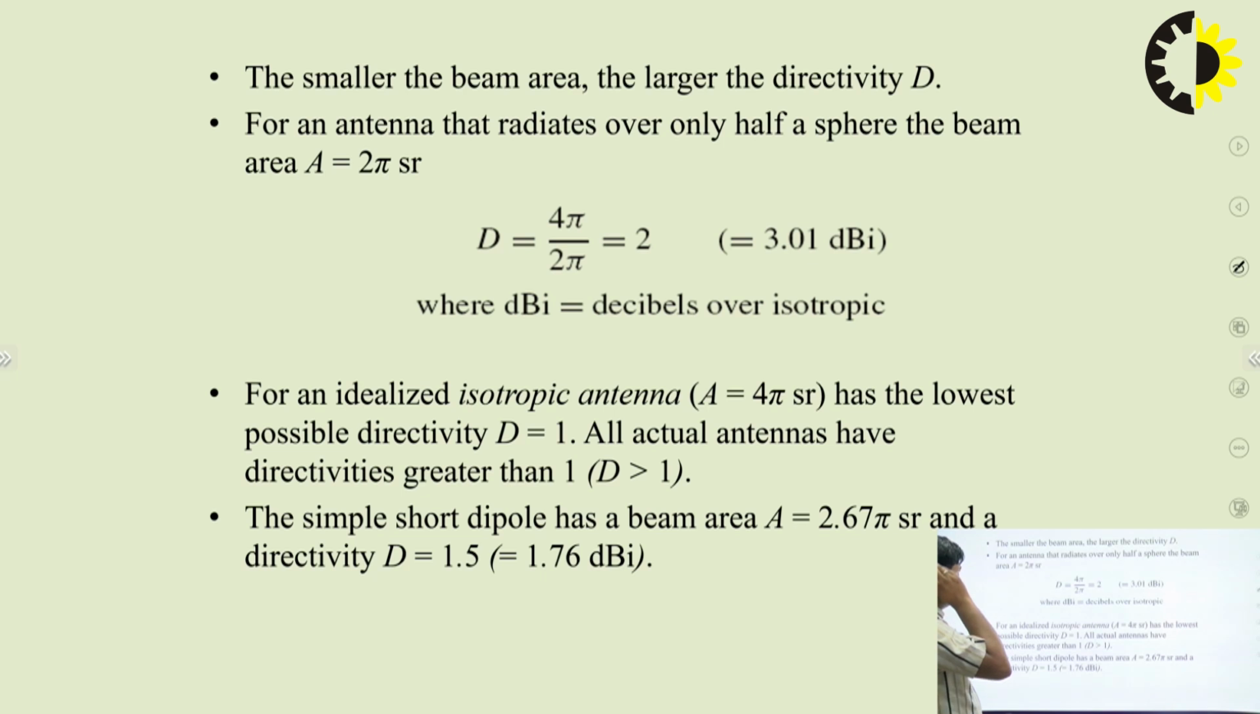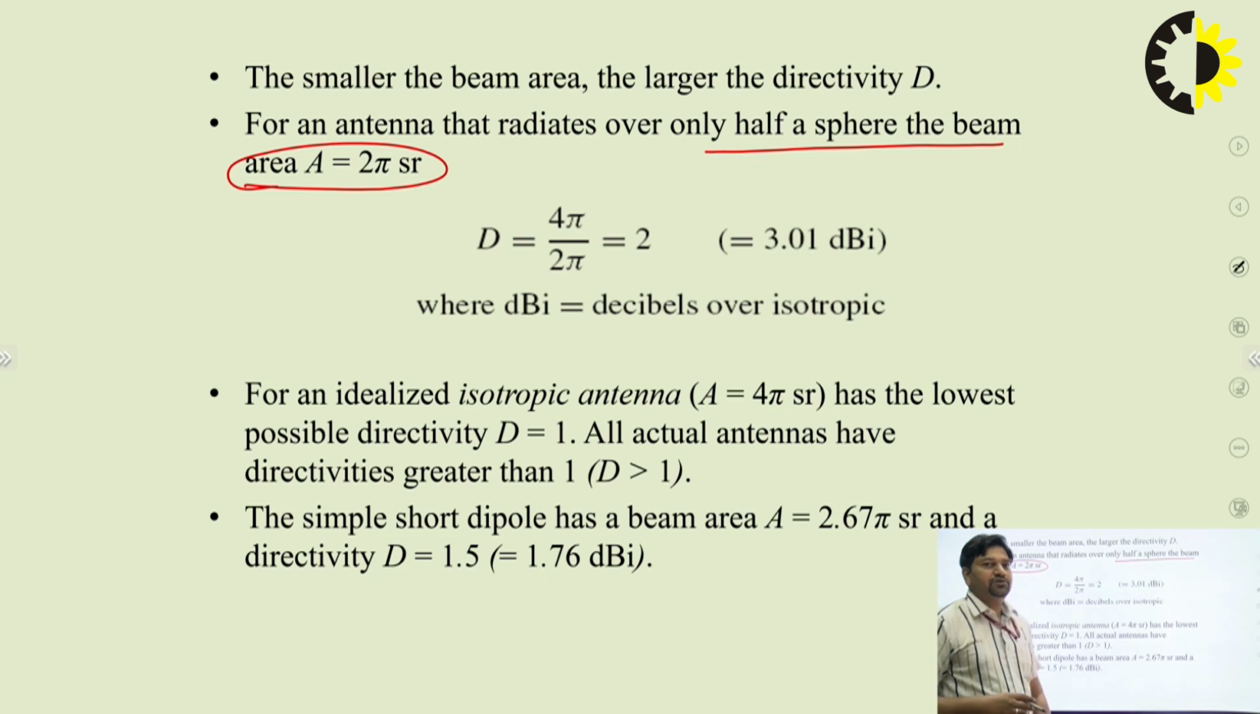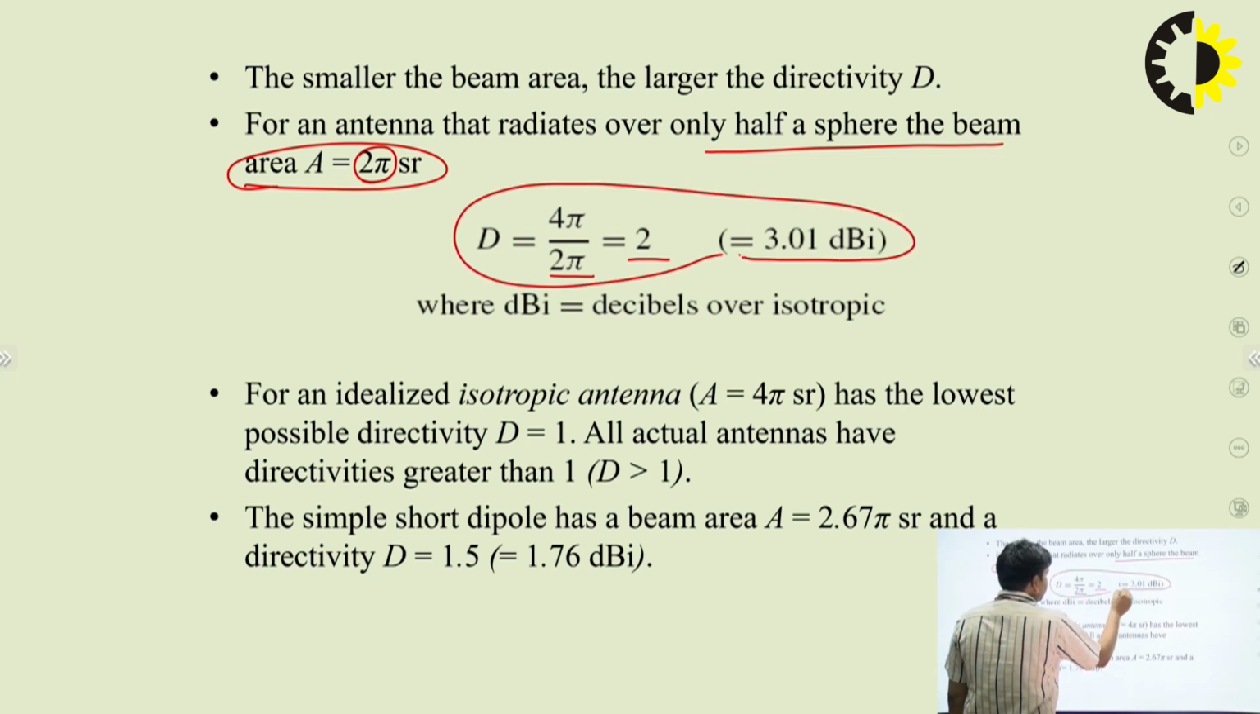Suppose an antenna has a beam area of 2 pi steradian. So what is the directivity? We can easily calculate it with the formula. Directivity is the ratio of 4 pi upon omega A, where omega A is the beam area of that particular antenna. If the beam area is 2 pi steradian, we put 4 pi upon 2 pi, which is 2, or we can say 3.01 dBi. So we convert this directivity to dBi.